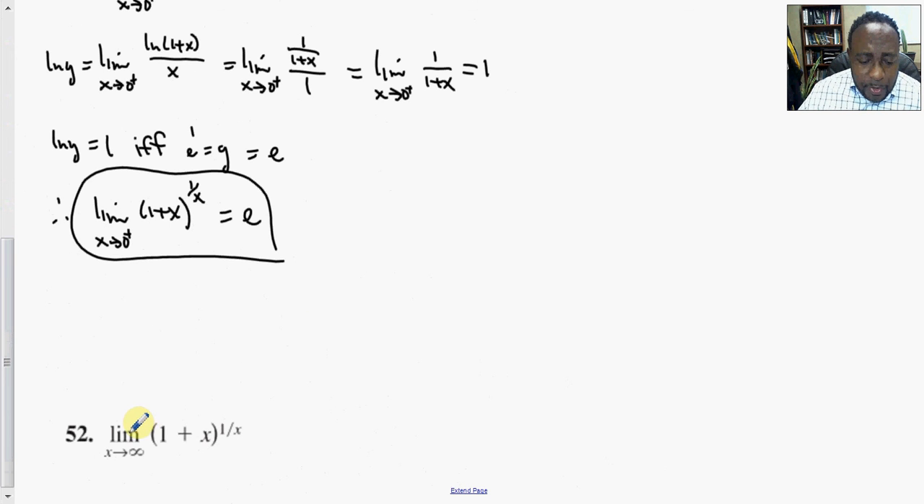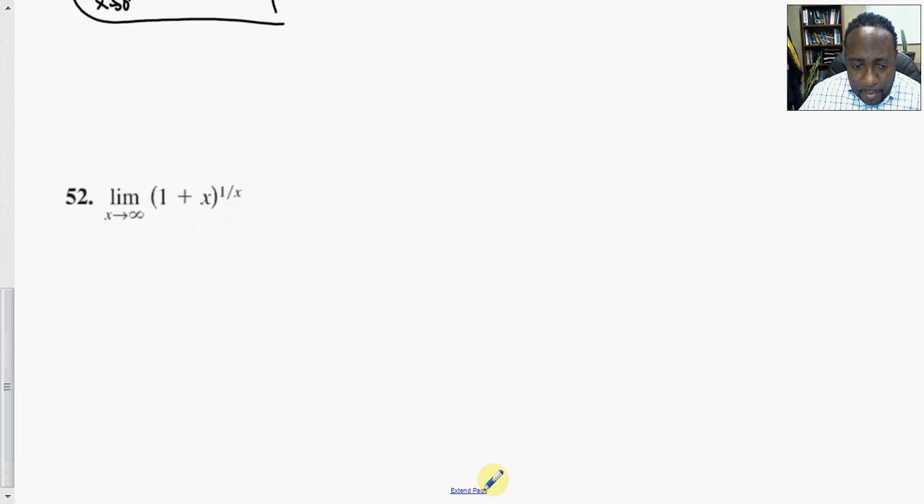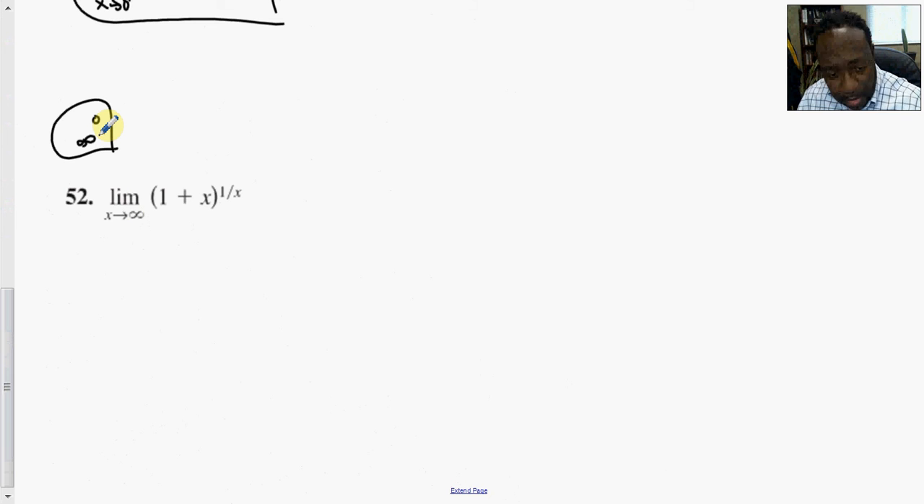Now let's see what happens with the same problem, but we send x on a different route. Instead of x getting close to 0 from the right, here x goes to infinity. So when you plug in x to be infinity here, this gives us infinity for the base raised to the 1 over infinity, that goes to 0. So again, it is indeterminate. Anytime you have an exponent with the term here, it's always good and safe to use the natural log.